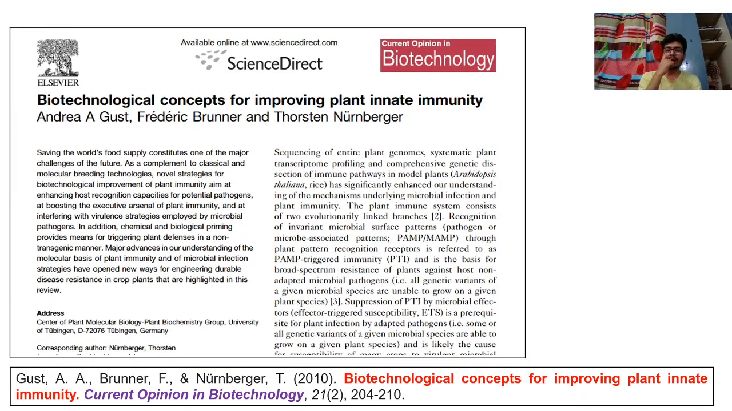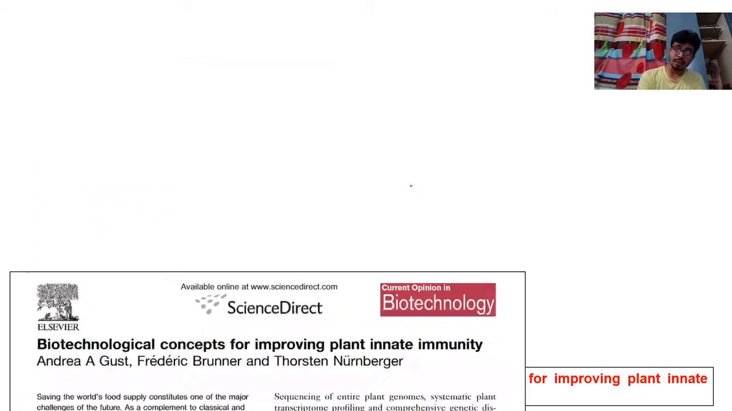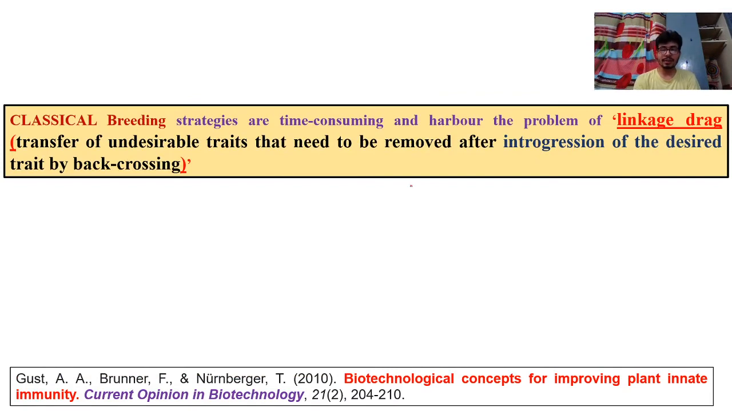I just want to tell you how biotechnology concepts come into the plant immune system. This paper was published in 2010 in Current Opinion in Biotechnology, and in this paper the authors give information on how a classical breeding strategy has the problem of linkage drag. So I just want to tell you what linkage drag is. Suppose your gene of interest is this.